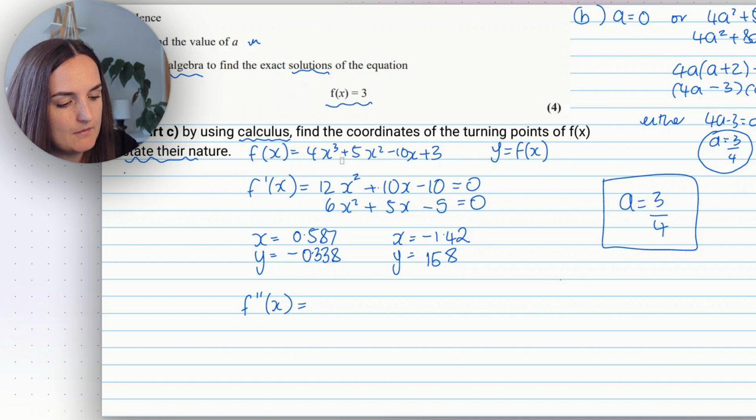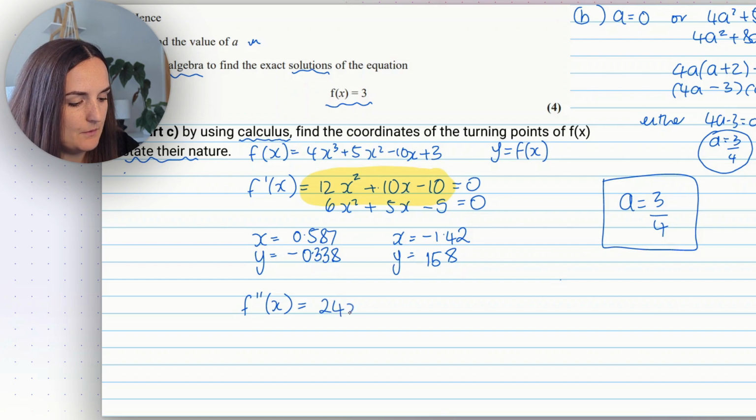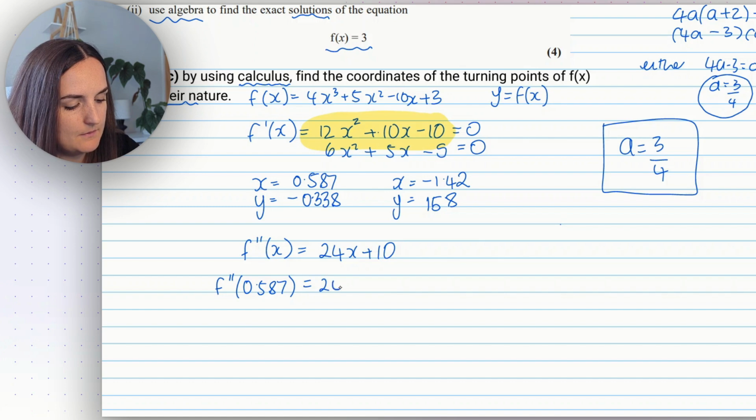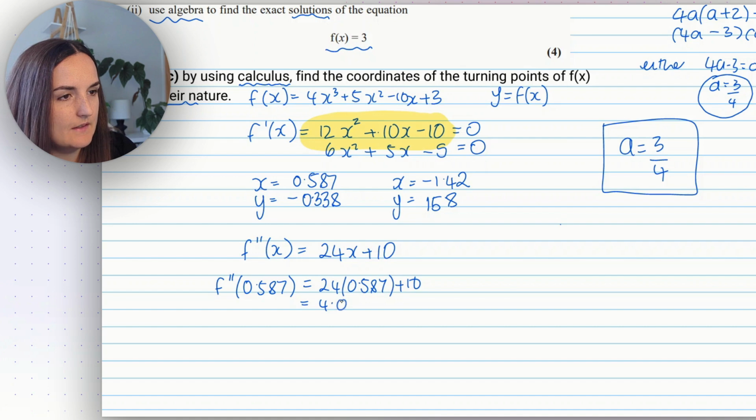Now be careful, if you do ever simplify your f dash x in order to be able to factorize or look at it more easily, when we go back to do our second derivative, you're actually doing the second derivative of the original, so you're differentiating this. Don't differentiate the one below, you'll get it wrong, because that isn't actually the derivative, it's a simplified version. So then this becomes 24x plus 10 as our second derivative, and we substitute our x values in. So we're going to do f double dash, and then 0.587 is going to go in there. So that's 24 times 0.587 plus 10, and then we get 24.088.